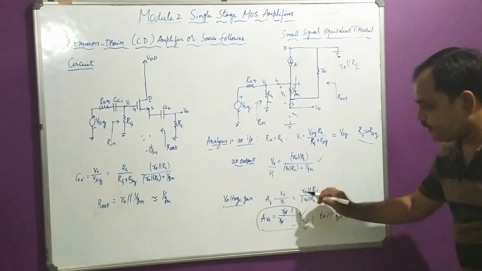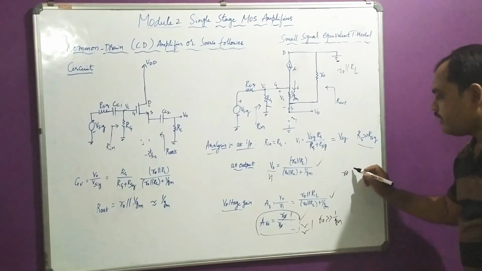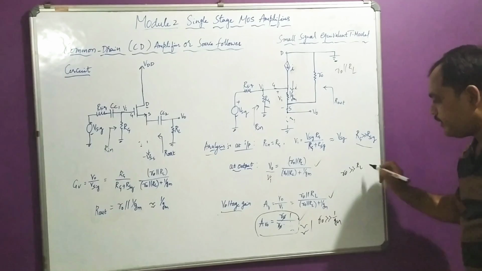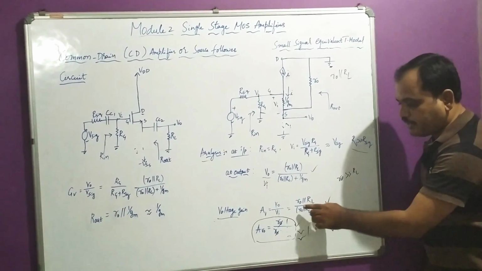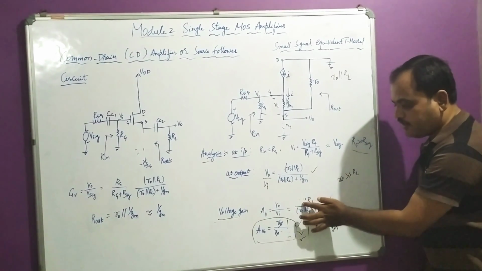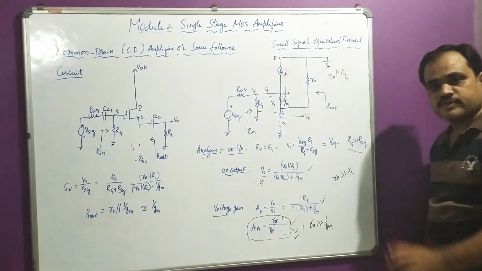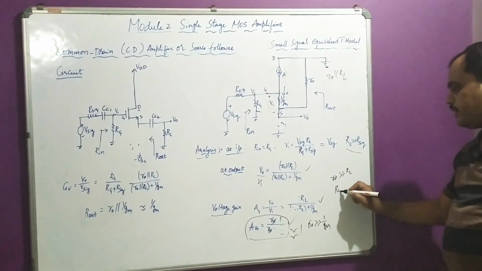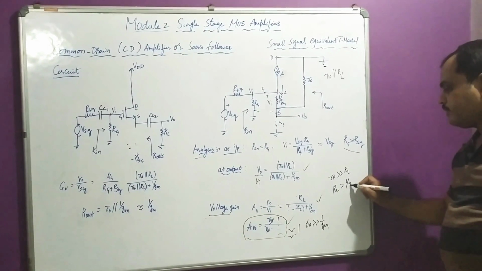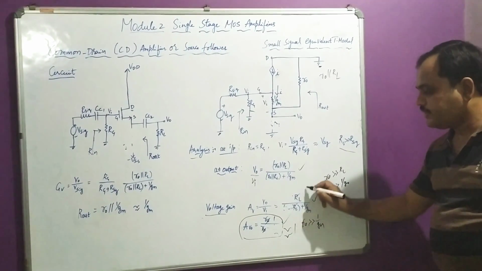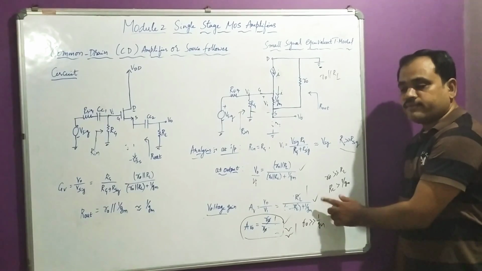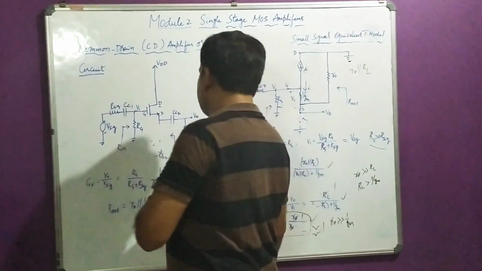Now in the equation of voltage gain, if you consider R0 is greater than RL, since it is a parallel resistance, R0 will also be eliminated. You will get RL by RL plus 1 by Gm. Now we know that RL is greater than 1 by Gm. Therefore again if we cancel it, the gain is becoming 1. So hence it is called a source follower.